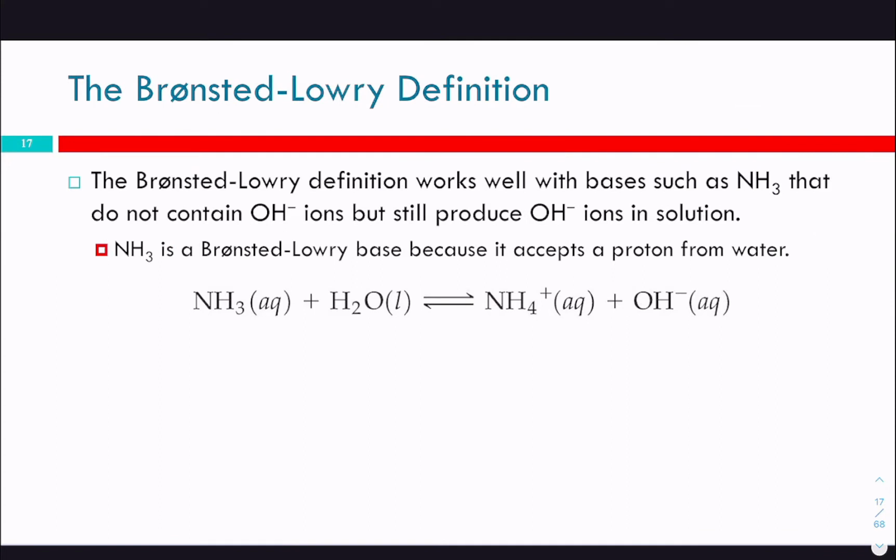The Bronsted-Lowry definition works well with bases like NH3 because ammonia doesn't contain any OH ions. It does still produce OH minus ions in solution, because it's taking a proton from water. So we have the NH3 here, ammonia plus our water. One of those hydrogens is transferred to the ammonia to make ammonium, which is NH4 plus. And then we get OH minus, which is the hydroxide. So it does, in this case, create OH minus, just indirectly. So here, our base is the ammonia, and our water is the acid.